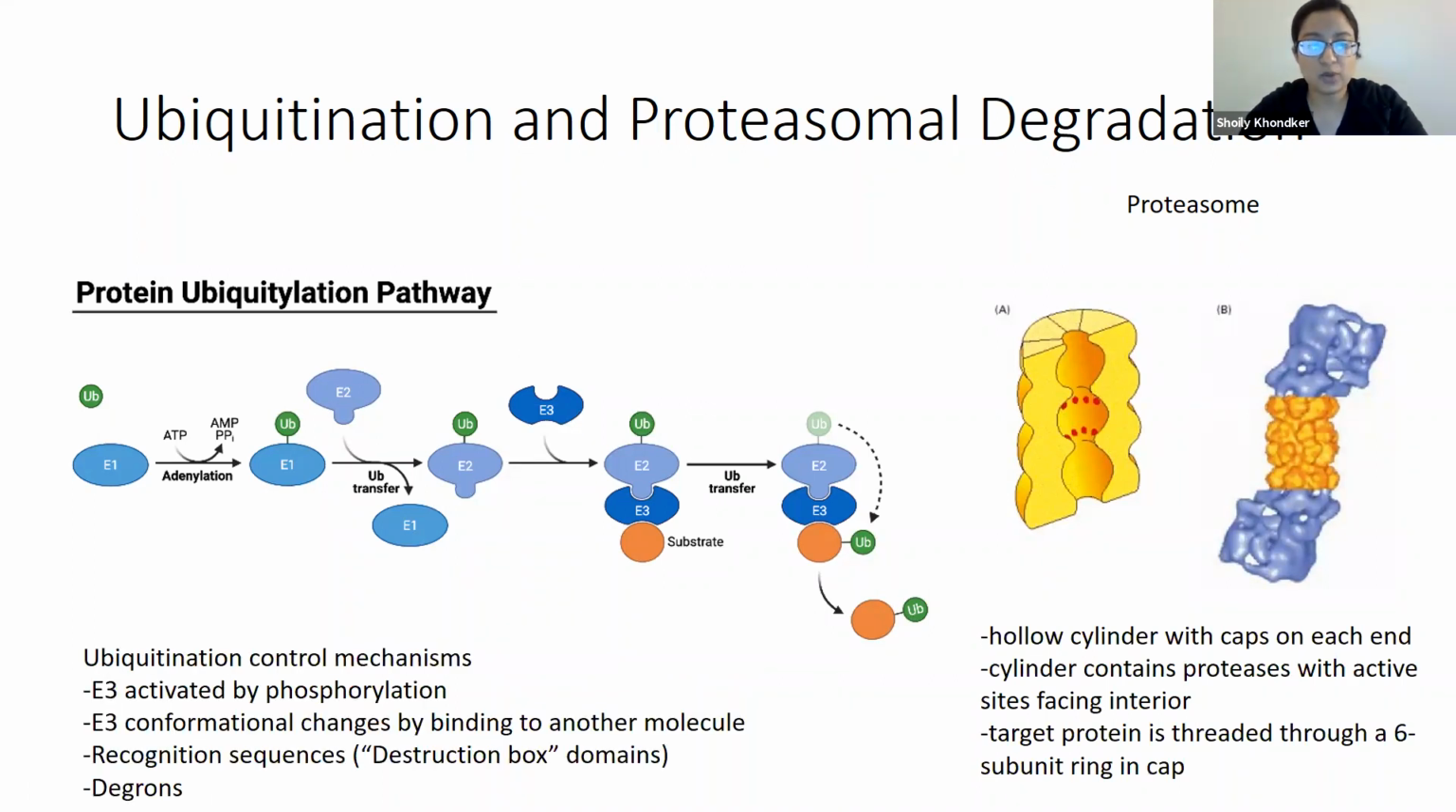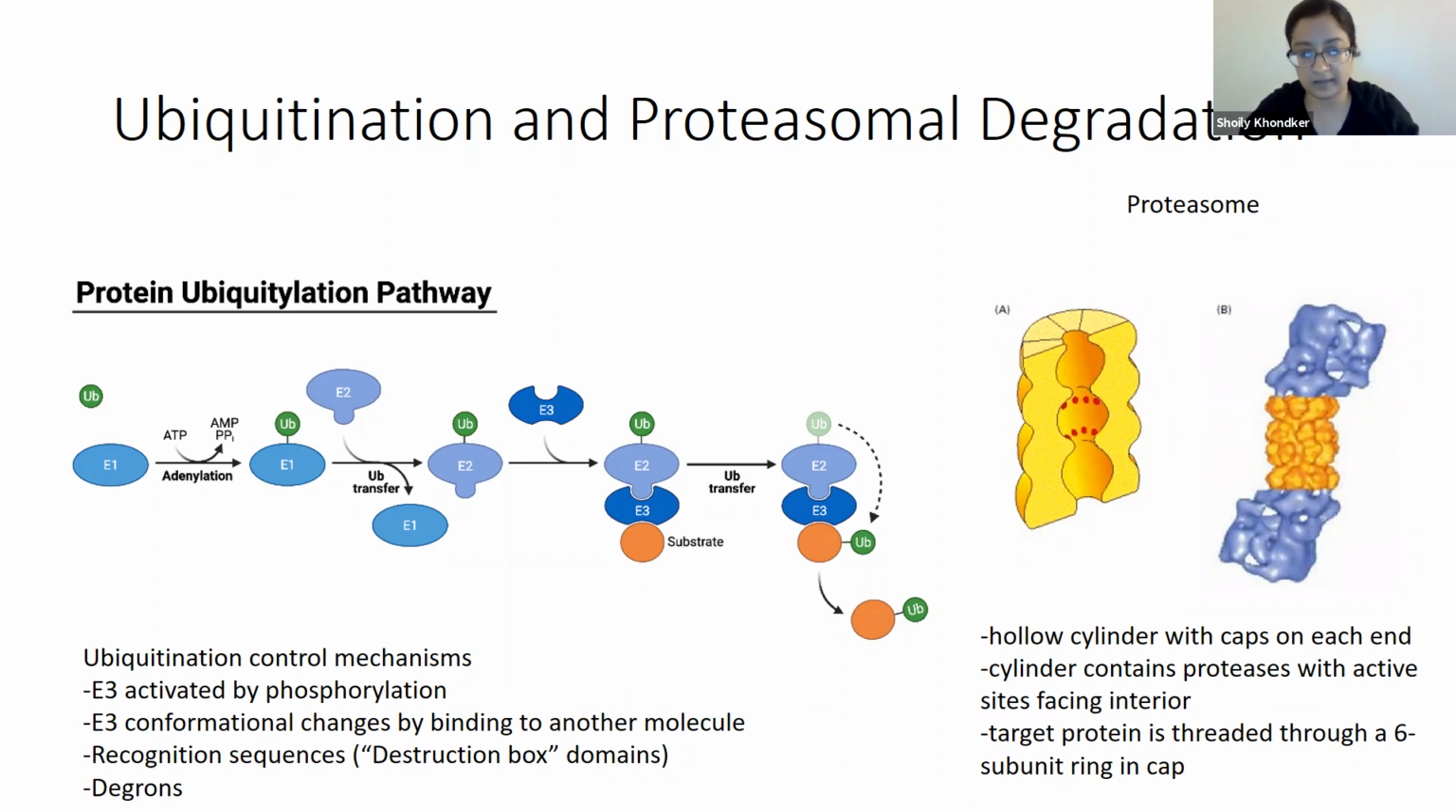And there are a number of ways of controlling the ubiquitination process. One is phosphorylation of the E3 enzyme, which activates it. E3 is also subject to conformational changes by binding other molecules, which can reveal or obstruct the active site of E3. In addition, the E2, E3 complex detects recognition sequences on proteins. These are sometimes called destruction box domains, or there are also equivalent motifs called Ken boxes.